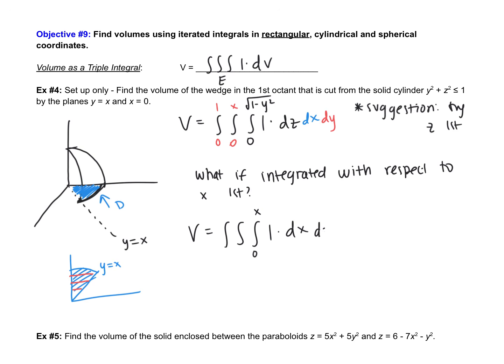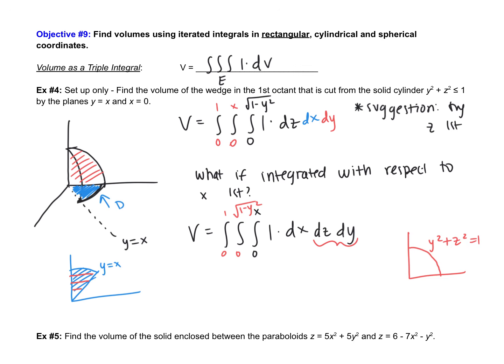And then maybe we want to go with respect to z and y. If we're going to do that, we need to find our projection on the YZ plane. Looking at our figure, that would be this part here, which is this circle, y squared plus z squared equals 1, which means z is going from 0 to the square root of 1 minus y squared, and y is going from 0 to 1. So we easily could have integrated with respect to x first instead of z.